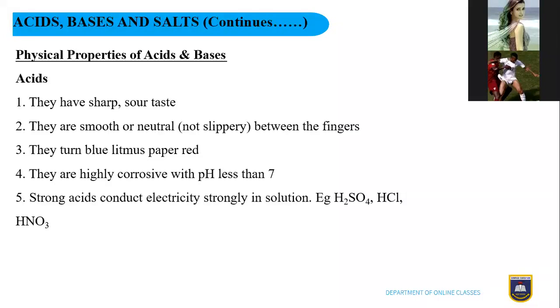They turn blue litmus paper red. Now, some people have argued that this property ought to be a chemical property. I said no. It's a physical property because these are things you actually see. It is about acids. Chemical properties really are about chemical reactions.